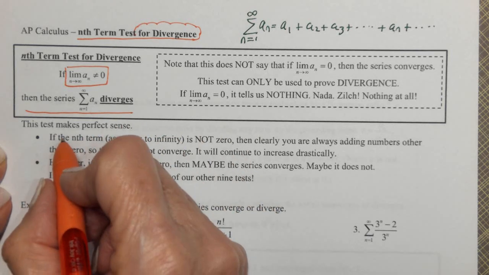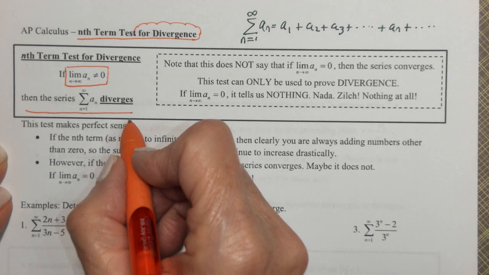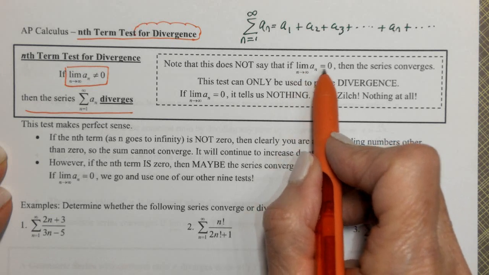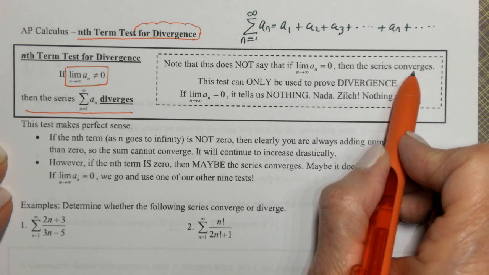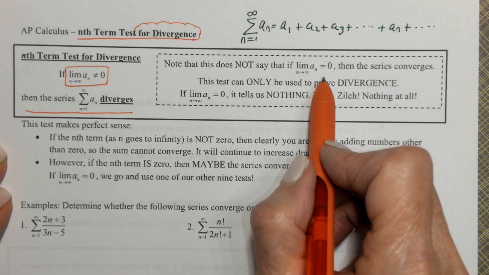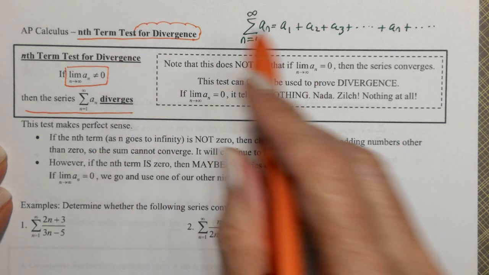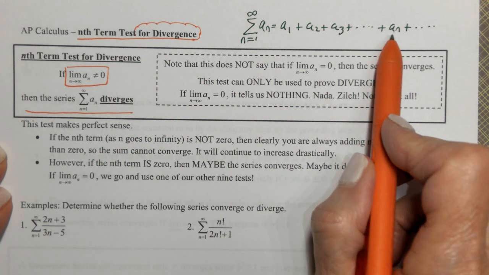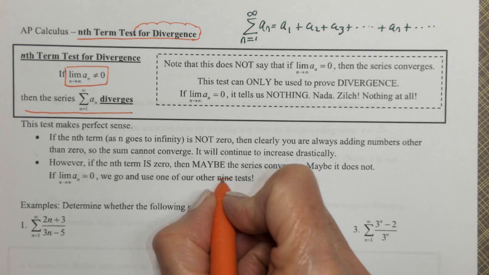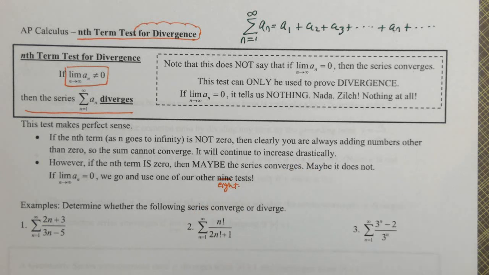If it does go to 0, then the series might still diverge. We just don't know. So notice that this does not say if the limit is 0, then the series converges. If that was the case, then we would not have 8 tests for convergence and divergence. We would have 1 test, and it would only be the nth term test. So if these terms do go to 0, it tells us nothing. Maybe the series converges, maybe it diverges, we don't know. We have to go use a different test. Okay, and there are only 8 tests. I need to correct that.